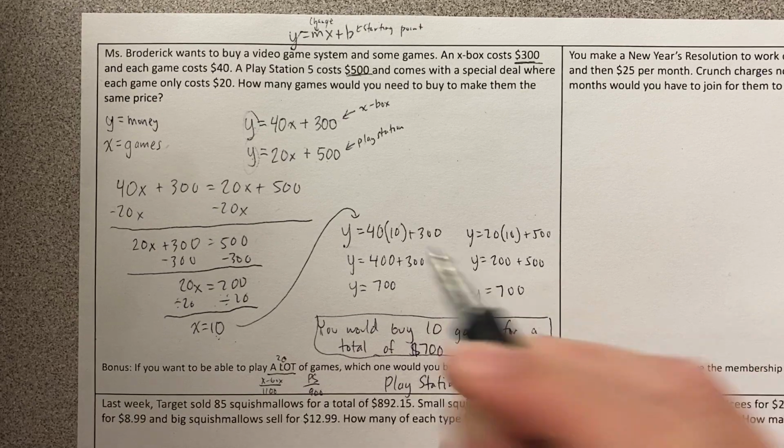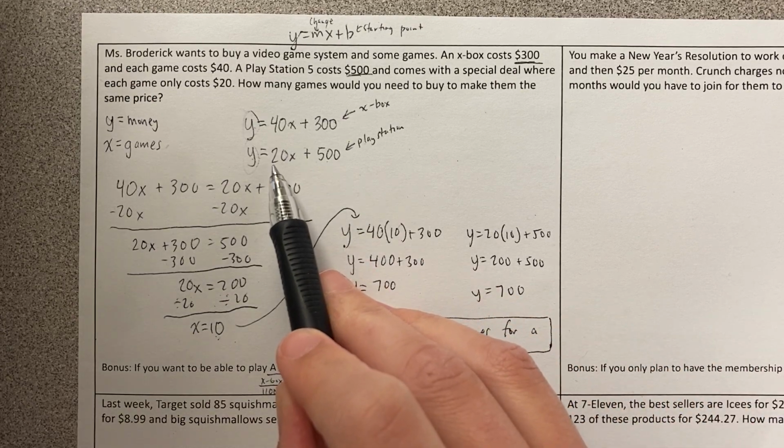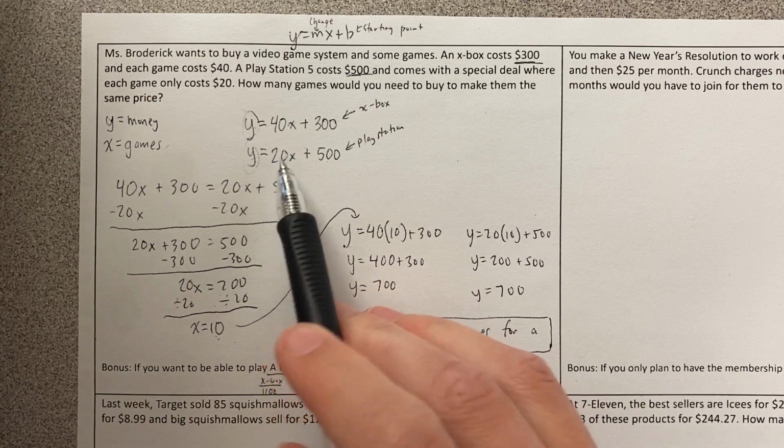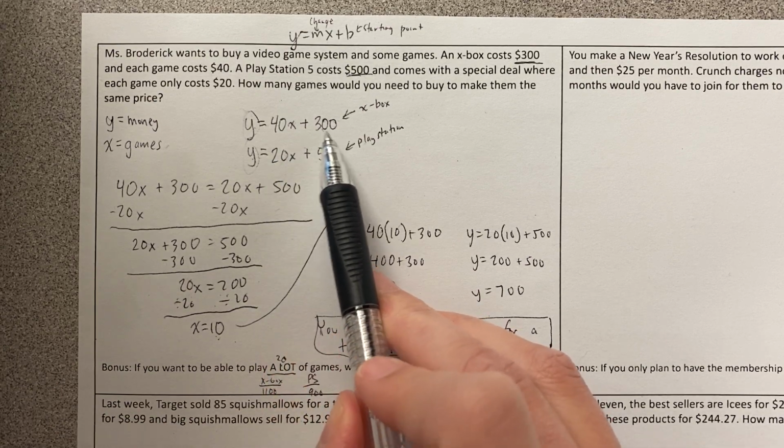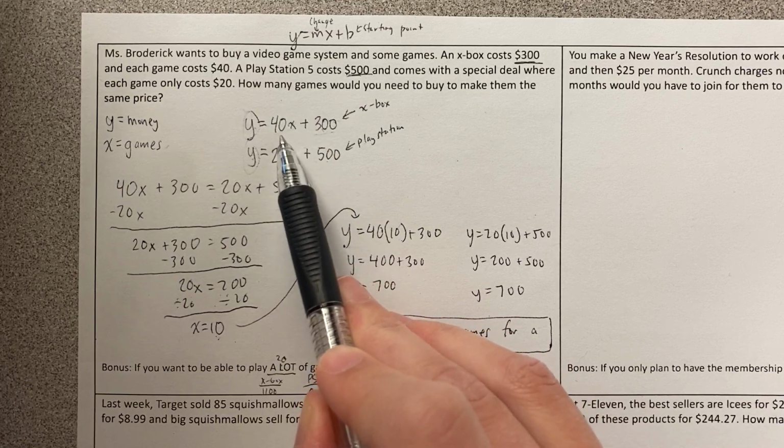Why? Because even though I'm spending more at the beginning, each game is less. Now, if I know I'm not going to buy that many games, I'm probably just going to buy a couple, then I might prefer the Xbox because I'm going to spend less at the beginning, and the fact that I have to spend $40 on a game is not a big deal if I'm only going to buy a couple.